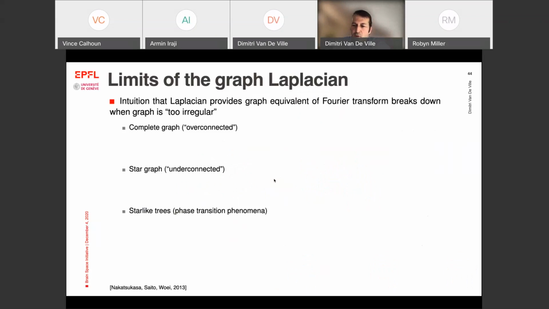told you that we are all very happy to use the graph Laplacian, and that it's great that this is providing an equivalent of the Fourier transform to be applied to graphs. But actually this whole intuition breaks down if the graph becomes what I call too irregular. And to give you a couple of examples, if you have a completely connected graph, let's say one that is overconnected, then all eigenvalues are n except one that is 0. So this is obviously not a very good graph Fourier transform.